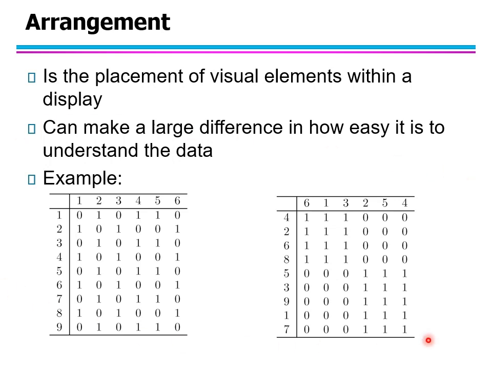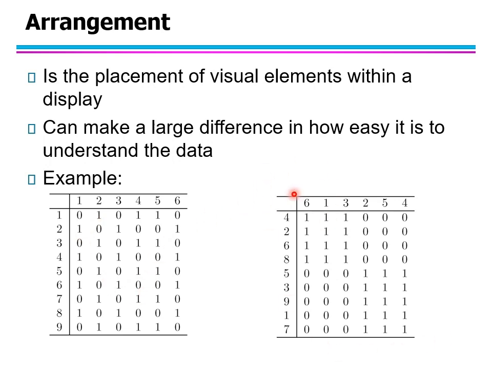And these are two images as examples. The left table shows a random arrangement. You can see that the placement of zeros and ones seems random. It's difficult to see any clear patterns or structures, so you cannot easily tell whether there is a relationship among rows or columns.